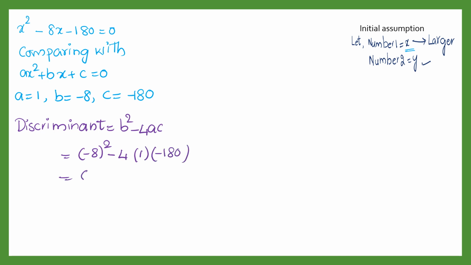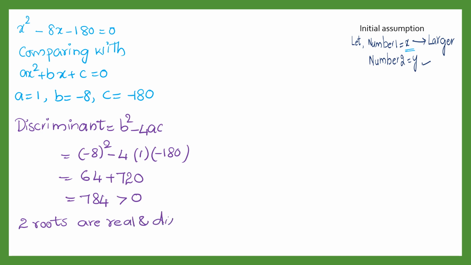So b square means minus 8 whole square, minus 4 into a into c, which is minus 180. Minus 8 square is 64. Minus into minus plus, 4 into 180. 8 fours are 72, so 720. So 720 plus 64, you get what? 784. Now 784 is greater than 0. So discriminant is greater than 0. That means two roots are real and distinct.